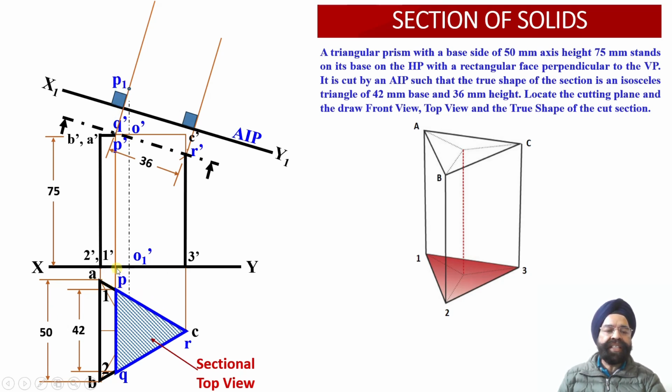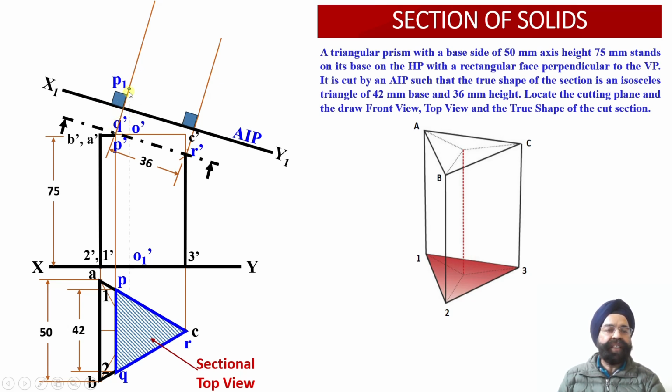This is the distance of the point P from the XY reference line in the plan projection view. So we'll measure this distance of point P from the XY reference line. Now the same distance will be plotted ahead of the auxiliary inclined plane X1, Y1 corresponding to the projector line which has been drawn through the point P dash over here.